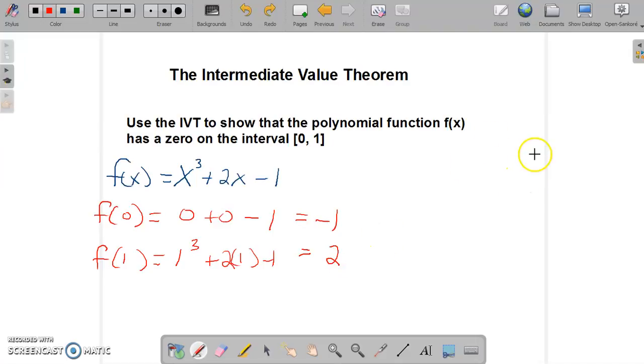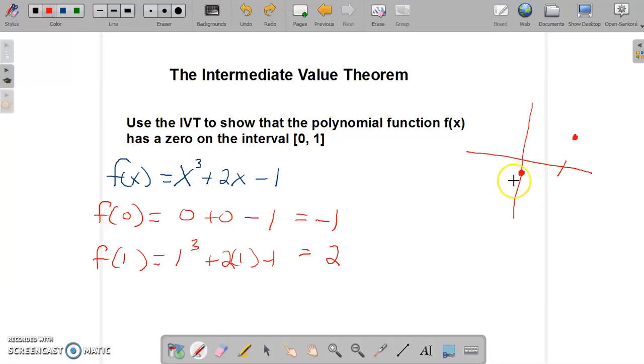Now what this means is, let's just think about this. I'm going to sketch a little graph over here. We're looking at between 0 and 1. So here's 0, and the function is at -1 when I'm at 0. And when I get to 1, here's 1, I'm at 2, okay?